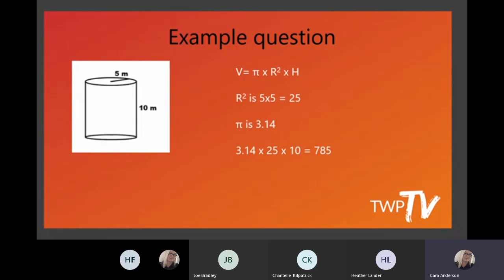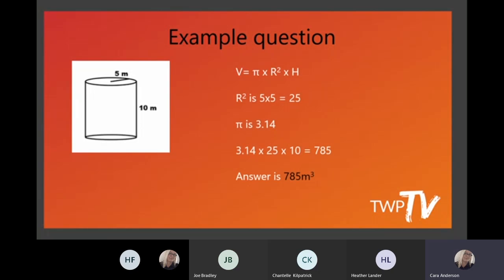So we use that 3.14, we times it by 25, and we times it by 10. 25 is the radius squared that we've just worked out earlier. 10 is taken from the diagram because that's our height. That gives us a total of 785. Make sure the answer is written in the measurements it requires. So 785 meters cubed.